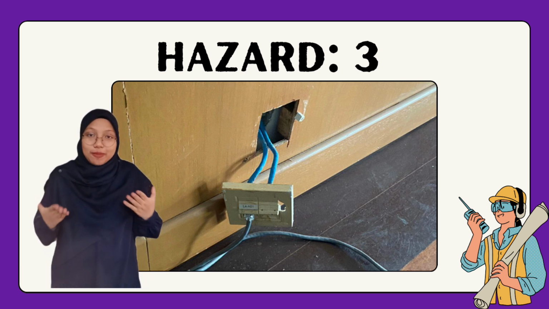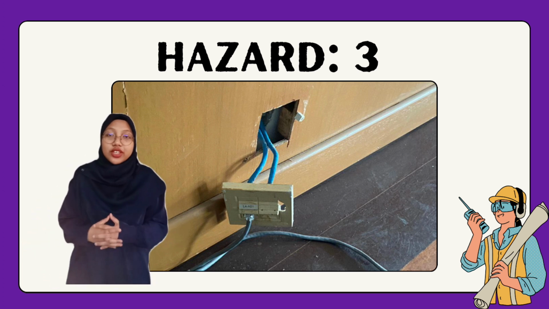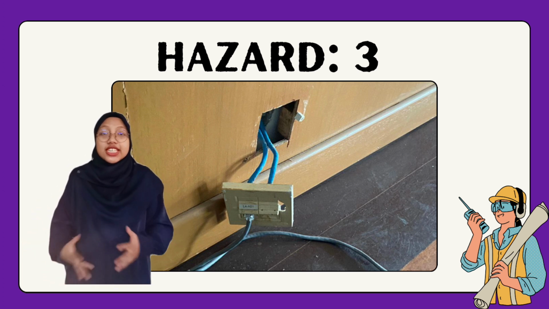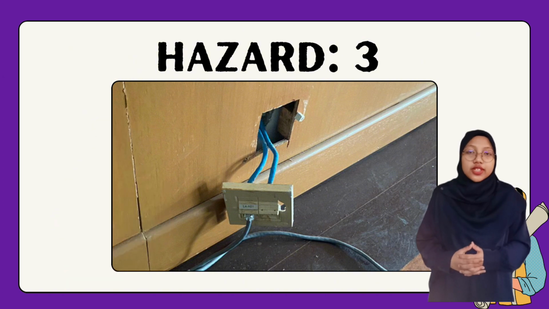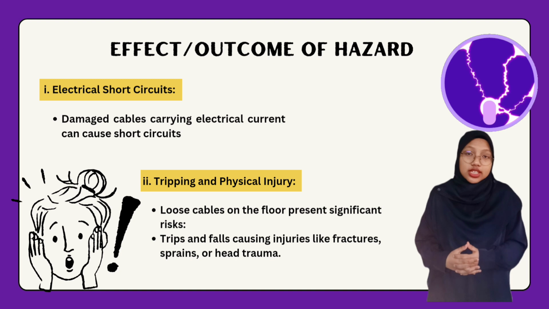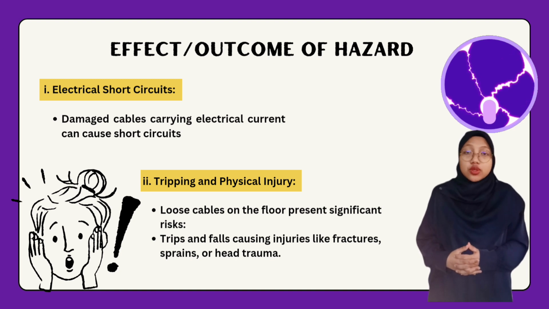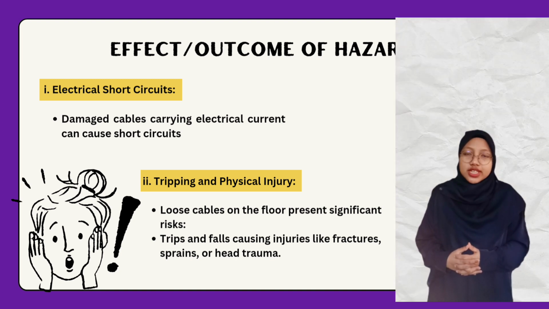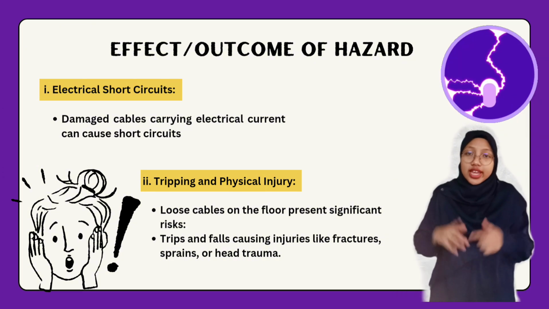So this is hazard number 3. Hazard identification source is machinery, classification is electrical. For effect outcome of this hazard, electrical short circuit: damaged cable carrying electrical current can cause short circuit, tripping and physical injury. Loose cable on the floor presents significant risk. Trip and fall causing injuries like fractures, sprain or head trauma.